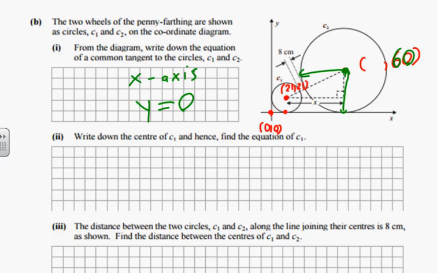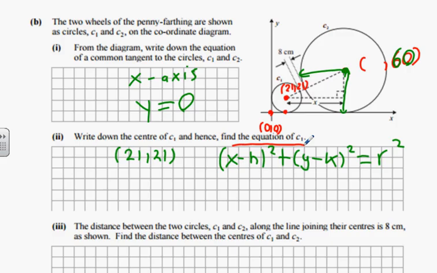x equals 0. Okay? Now, write down the centre of C1 and hence the equation of C1. The centre is (21, 21). What does it mean by equation of C1? What type of equation are we dealing with there? Equation of a circle. Where did you find the equation of a circle formula in your notes? Tables, page 18 or 19, geometry. x minus h squared plus y minus k squared equals r squared. It says find the equation of C1. C1 is a circle. Therefore, what it's really asking you is to find the equation of a circle, and that's the equation of a circle formula.